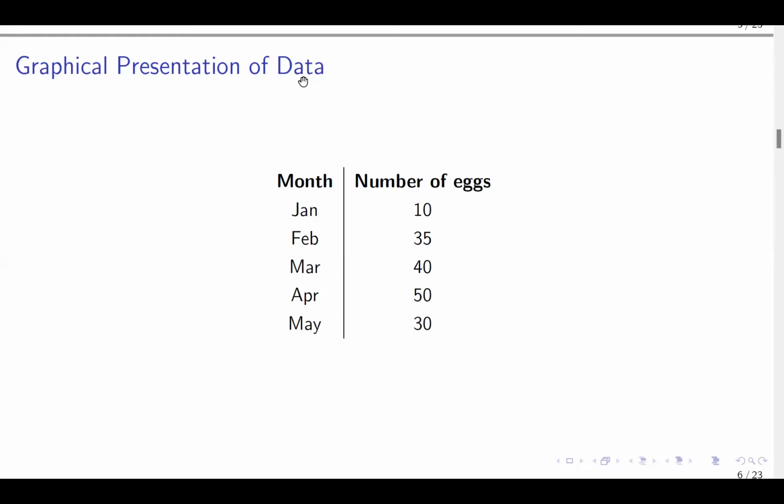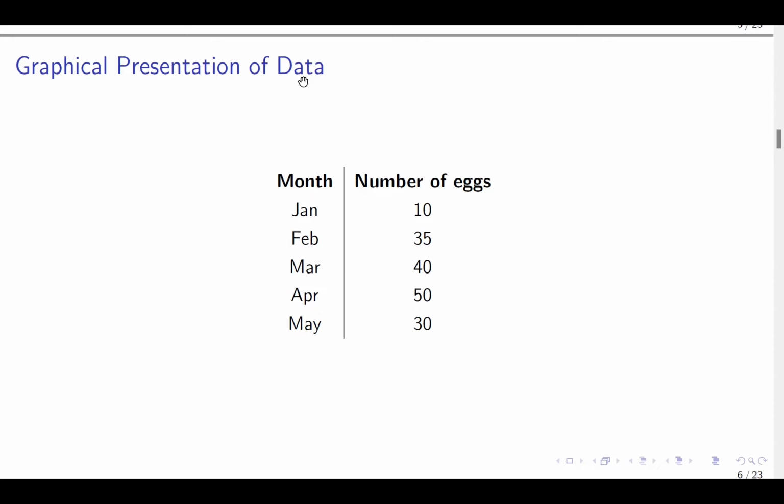graphical presentation of data. As mentioned earlier, when you have your data in statistics, the descriptive part of your statistical analysis requires that you organize your data. And one way of organizing your data is to present your data in graphs. So there are a number of graphs and charts we will be considering in this session.